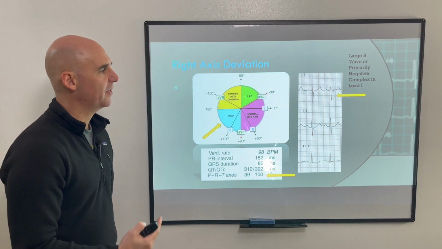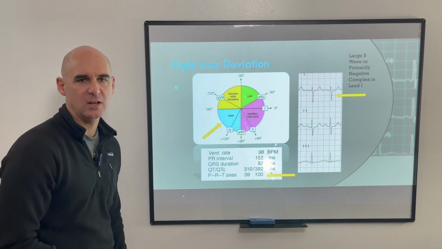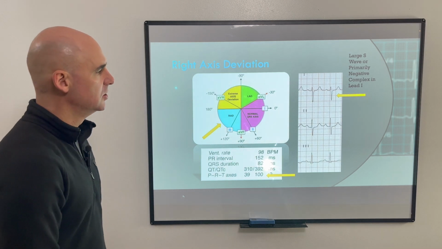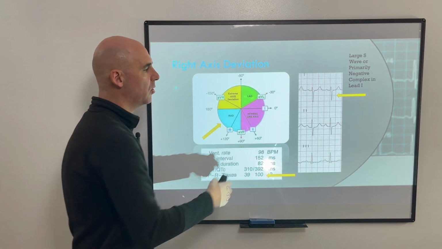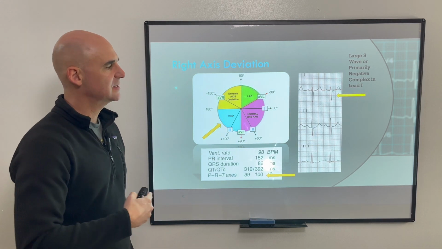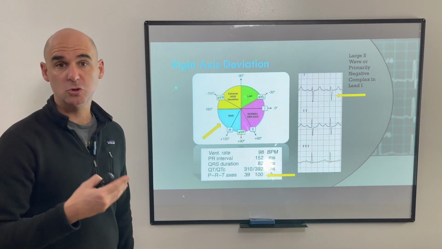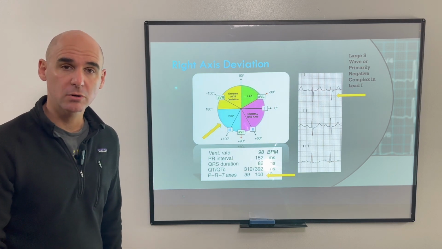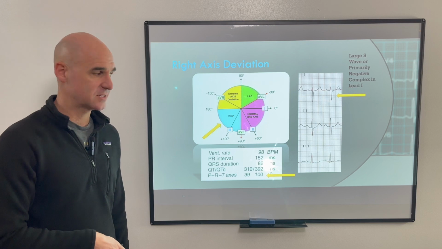The other thing to think about is that lead 1 is normally a completely positive deflection. So even if lead 1 is a little bit more biphasic, as long as the negative part of that complex is greater than the positive part of that complex, that will generally indicate that this patient's in right axis deviation.